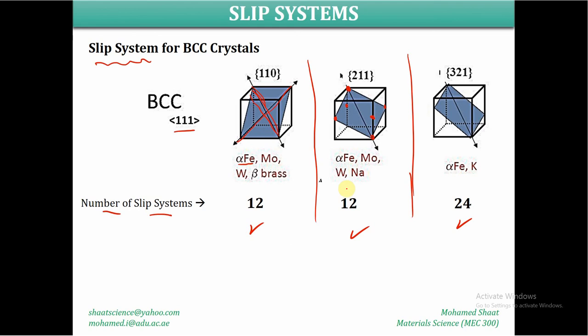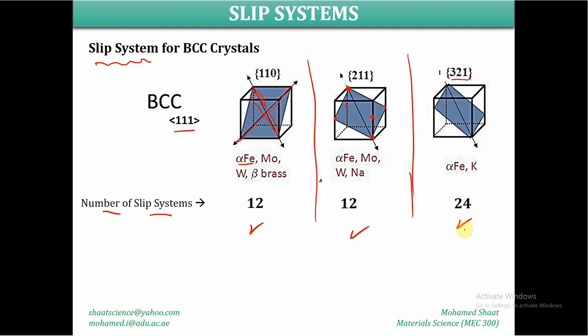So the number of slip systems with this option will be 12, but the number of slip systems for this case will be 24. Why? Because there are 24 unique crystallographic planes that belong to this family, as we explained in chapter 3. This family has 12 crystallographic planes, but this family has 6. Since you have 6 crystallographic planes and 2 directions, this gives you 12. Here you have 6 crystallographic planes but only 1 direction, so this gives 12. Here you have 24 crystallographic planes that belong to this family with 1 direction for each plane.